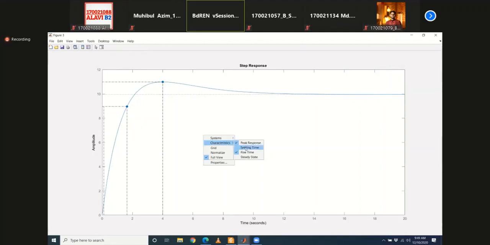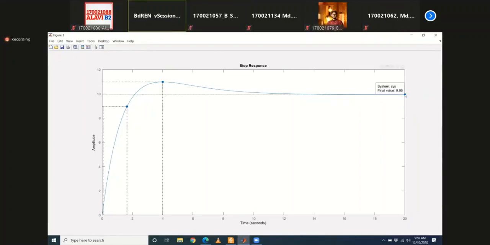Let's check the last thing, which is the steady state error, right? So right click steady state value. The steady state value is 9.95. But this is the step response. So what is the steady state error? 0.05. But isn't the step input 1?